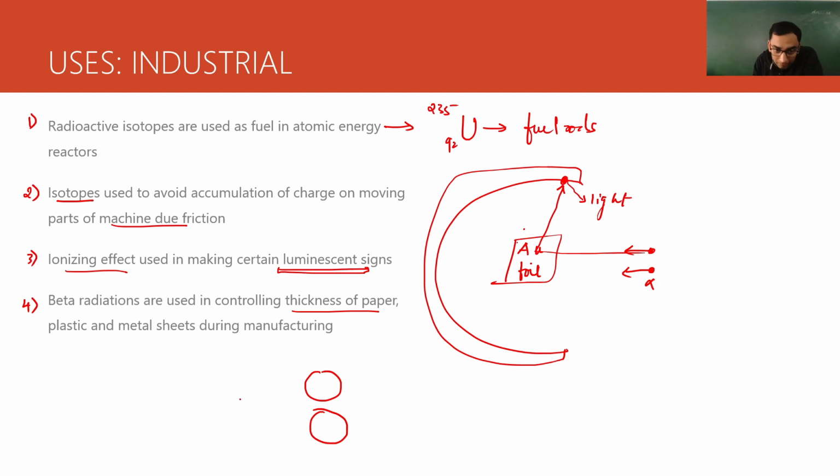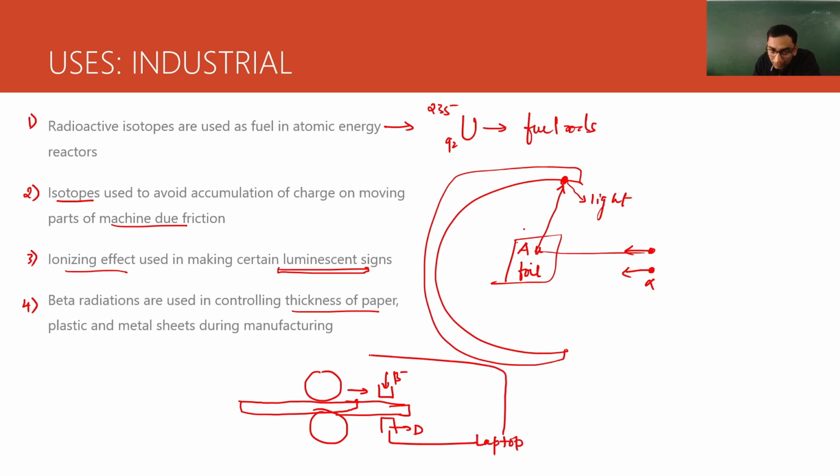In the same way, between these two rollers, there is a sheet of paper that is to be passed. And the job of the roller is to press the paper to make it uniform thickness. Now, how do we know that the thickness is uniform from this side? The rollers are working better or not? Then we keep a radioactive beta particle source over here, and just under the sheet we keep a detector. Detector is connected with the laptop. Laptop is connected with these rollers through the mechanism.